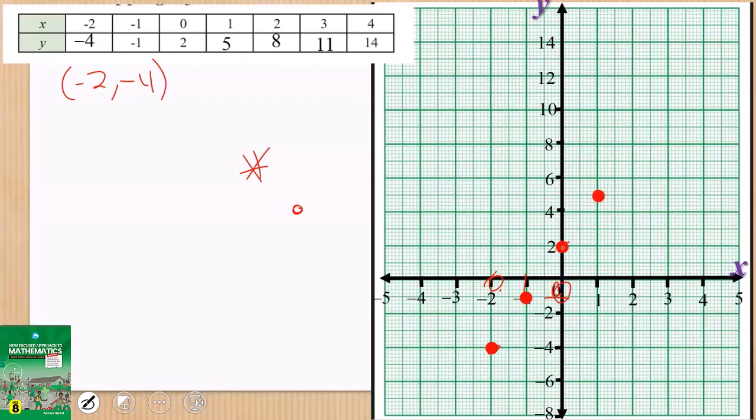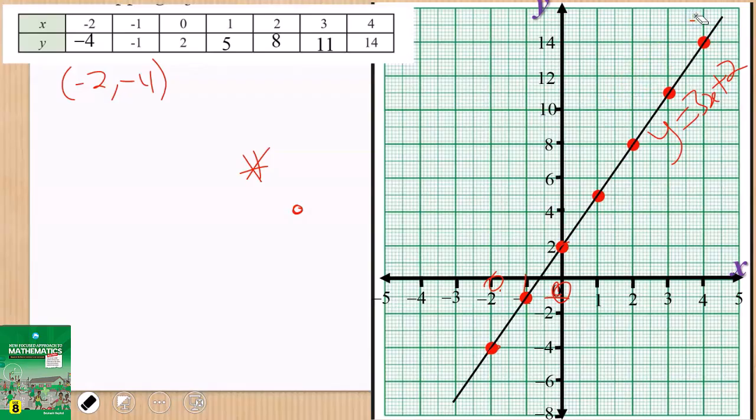Then the next ones are 1, 5, 2, 8, 3, 11, and finally 4, 14. Good. Then we use our straight edge to draw a straight line that will pass through all the points, and that becomes our equation, which we call y equals 3x plus 2. Good. So that is what we have now.